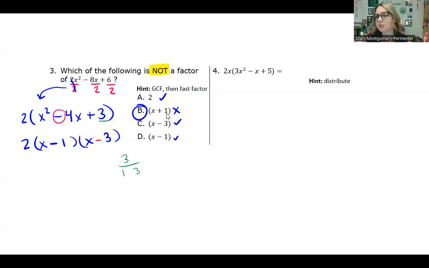Question number 4 is distribute. I believe that you guys should be able to distribute. I'm going to distribute up on the board. I want you to try and do it on your paper.